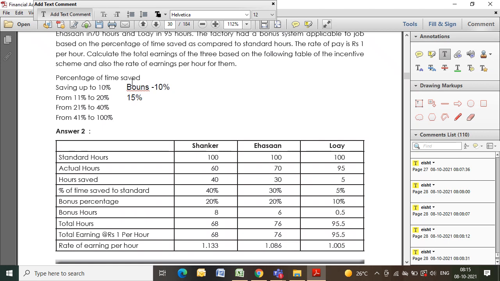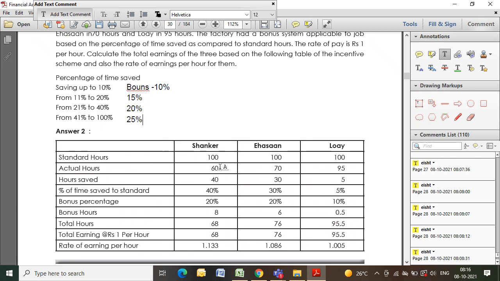Here it is 20%. And here is 25%. Okay, so you can note it down because the book has a small error here. You have to use this complete question to solve the question. Using this table, first you find out the hours saved. Standard hours is given, actual hours is given, hours saved you can calculate.